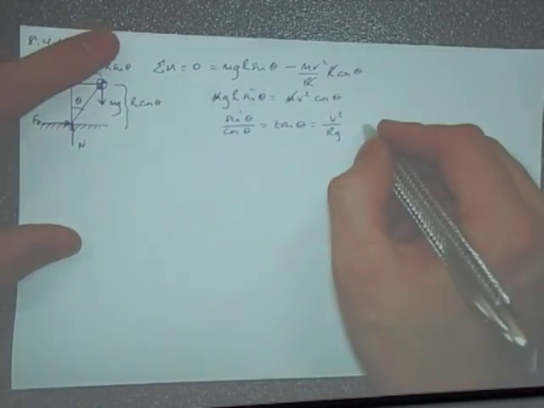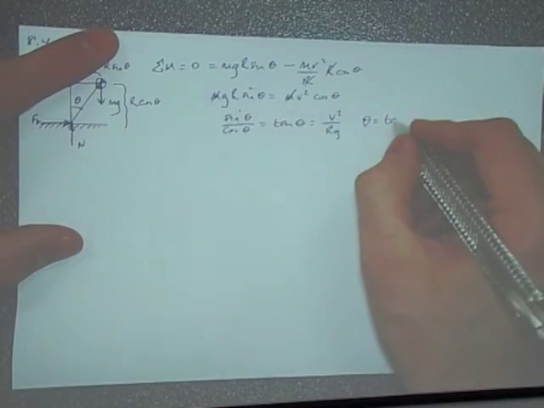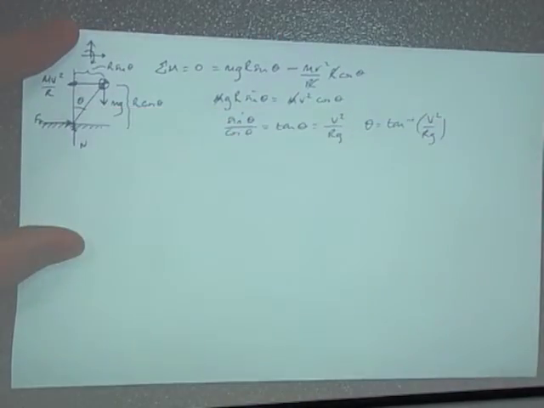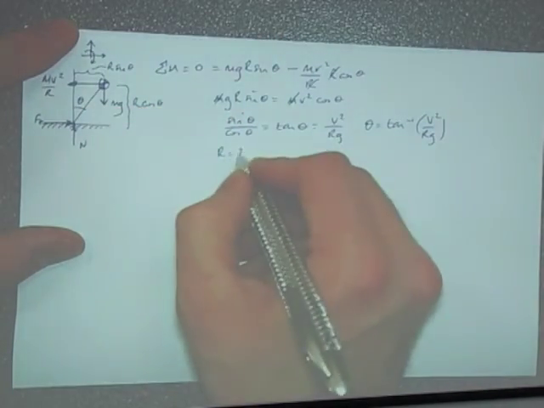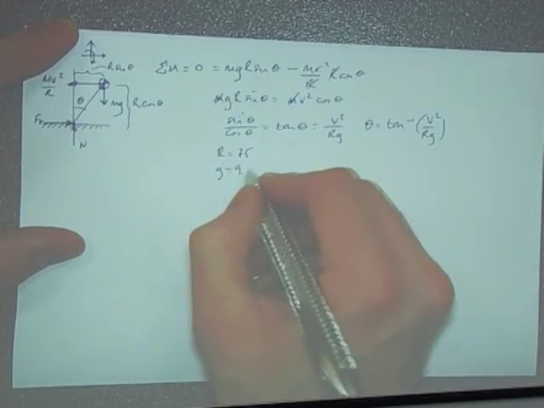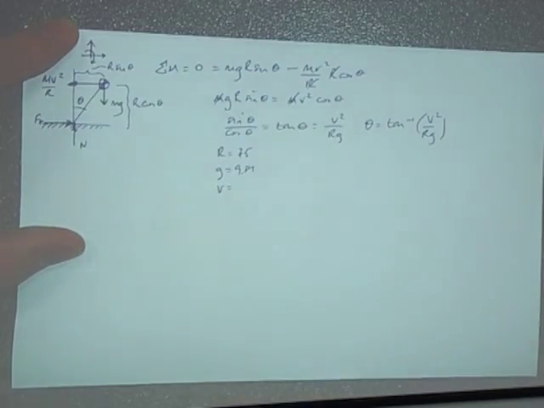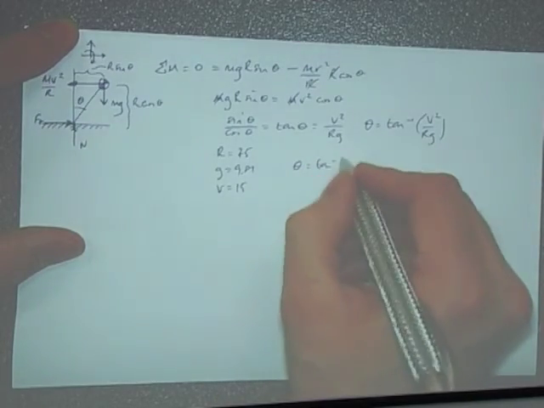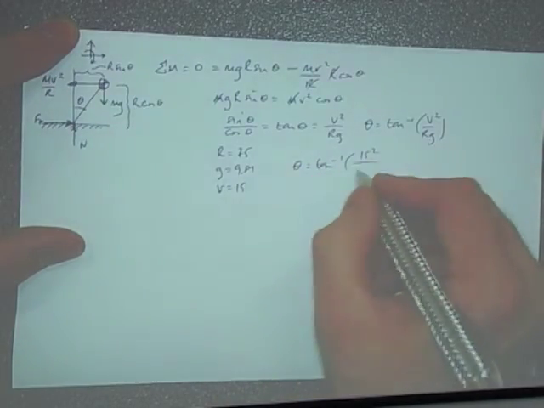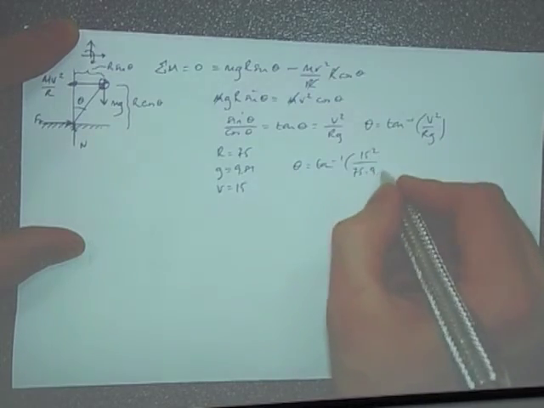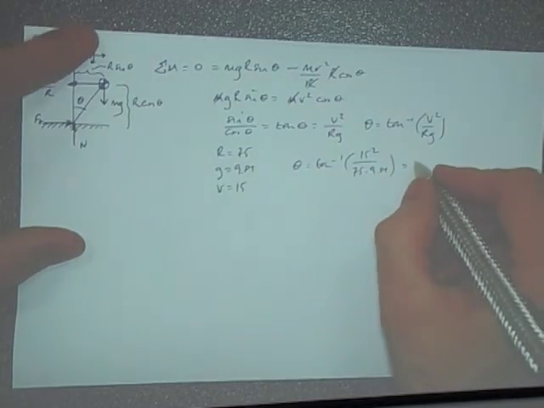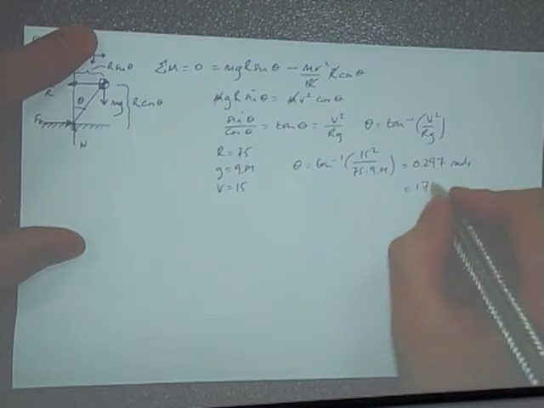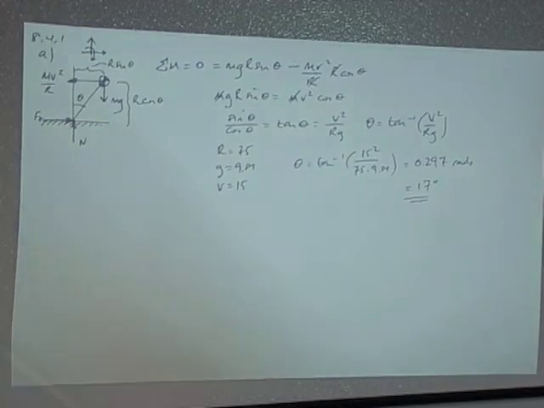And so we know that theta is going to be the inverse tangent of v squared upon rg. For this case, r is 75, g is 9.81, and v we've been given is 15 metres per second. So theta equals the inverse tangent of 15 squared divided by 75 times 9.81, and that comes out to be 0.297 radians, which equals 17 degrees. So that angle, theta, is 17 degrees.